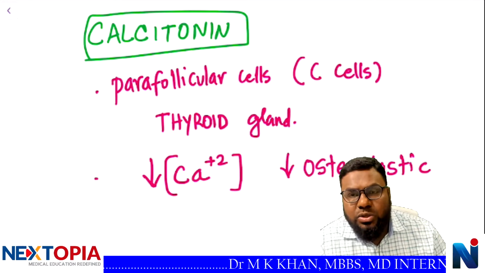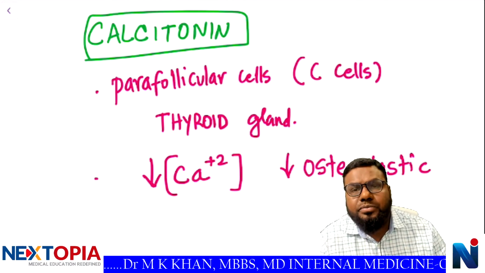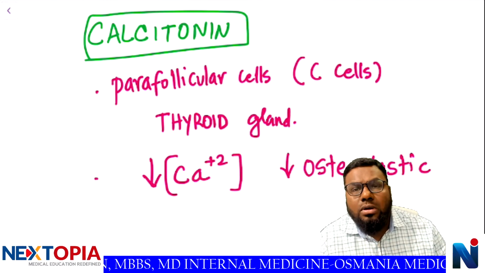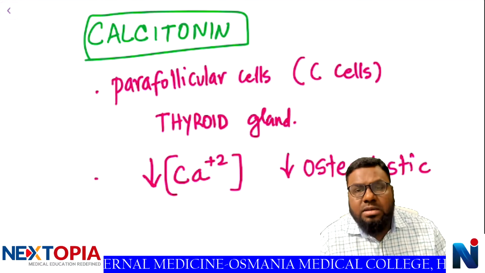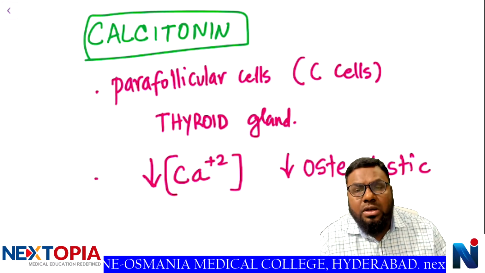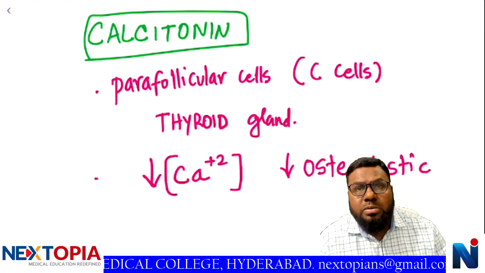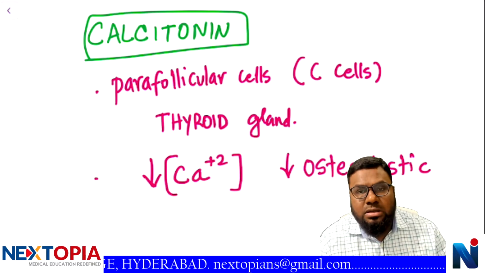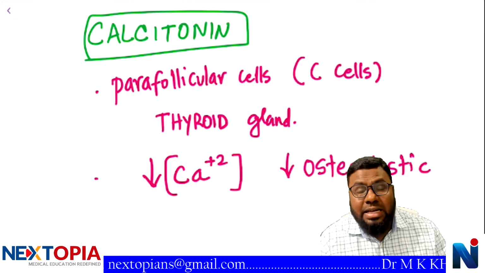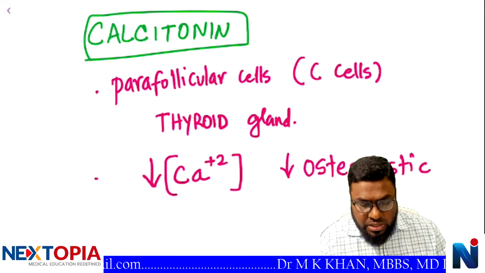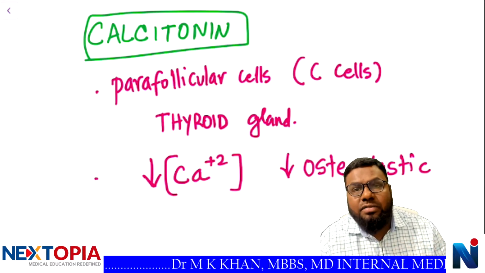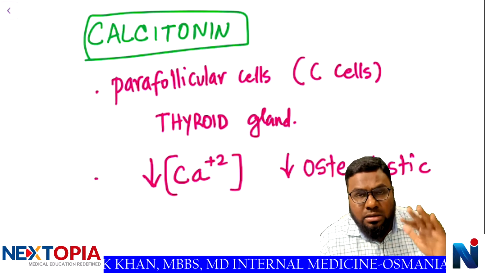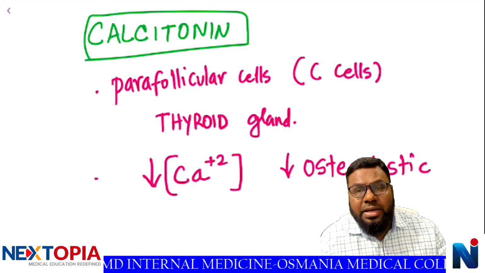By decreasing the osteoclastic activity. Thus calcitonin decreases the bone resorption, is it not? So any condition in which bone resorption is increased, like osteoporosis, like malignant hypercalcemia, you can give calcitonin, you can increase the levels of calcitonin so that the calcium levels are coming down.